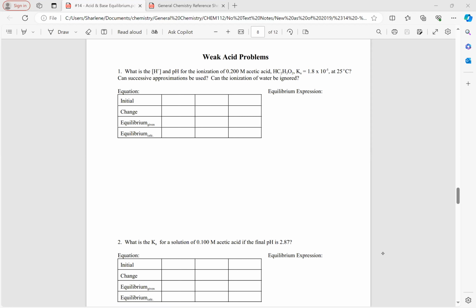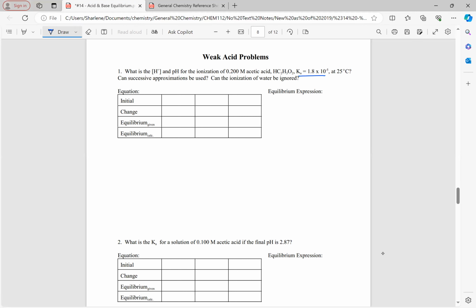What is the proton concentration and the pH for the ionization of 0.2 molar acetic acid? And notice I give you right here the Ka, but normally you would look that up yourself. And can successive approximations be used? And can the ionization of water be ignored? All right, step number one.